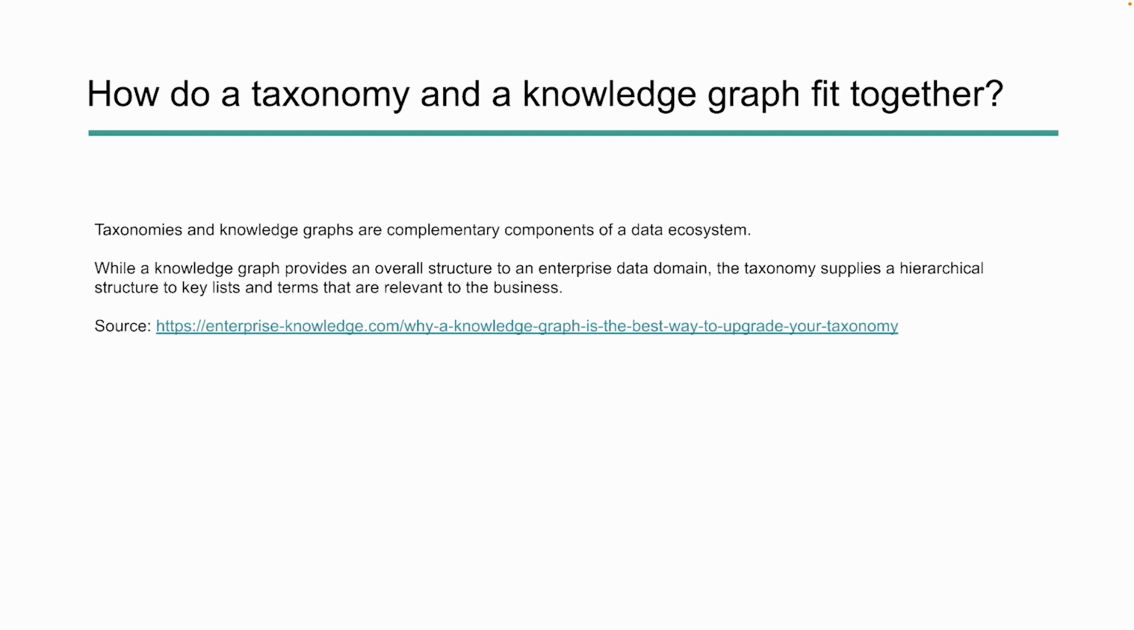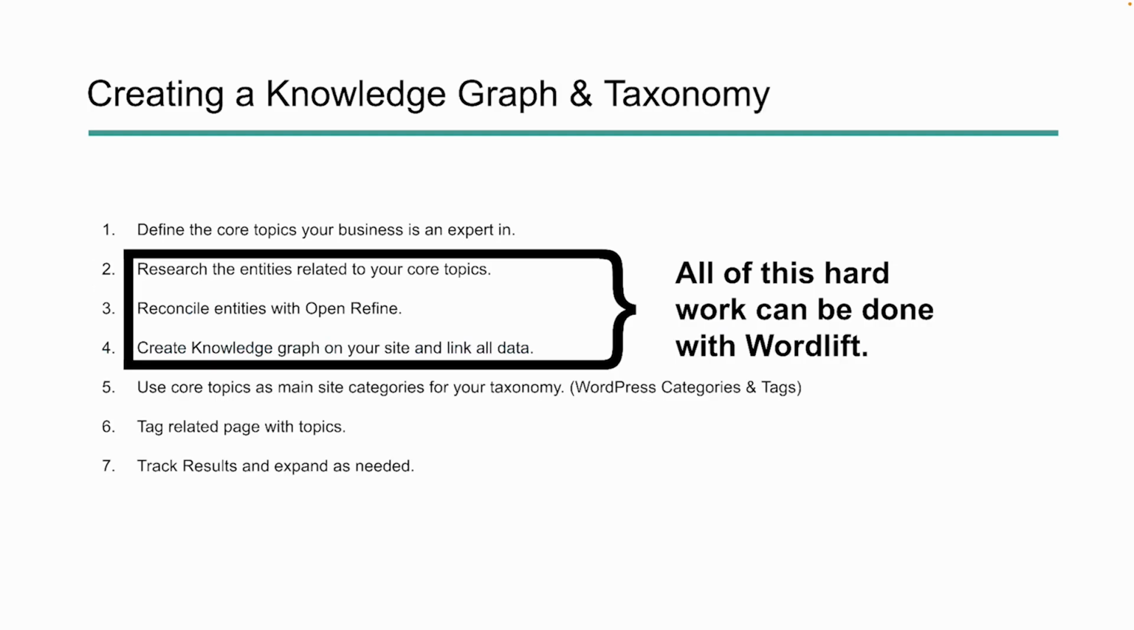The important thing to understand is we can put these two things together to really improve the way that crawlers view our site and index our content, as well as improve the overall experience for our users. Okay, so now it's time to put the theoretical aside and let's talk about practical. How do we put this into practice? If we want to create knowledge graphs and taxonomies, we need to do these 7 things.